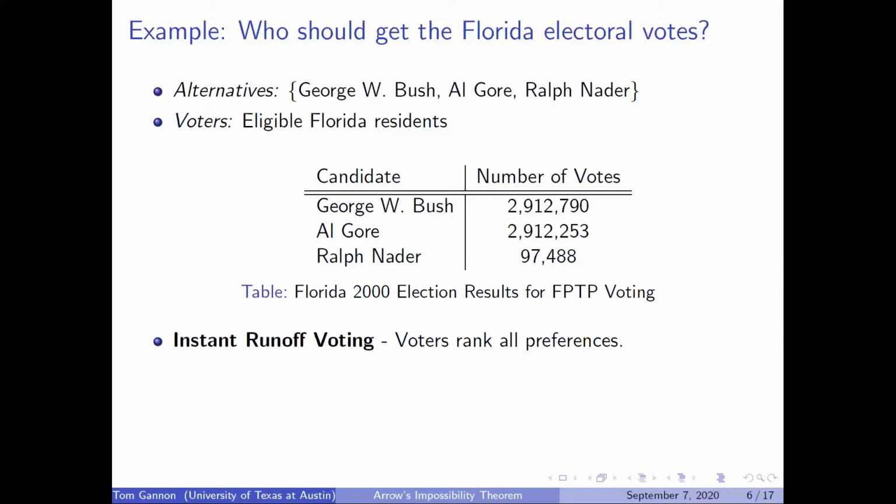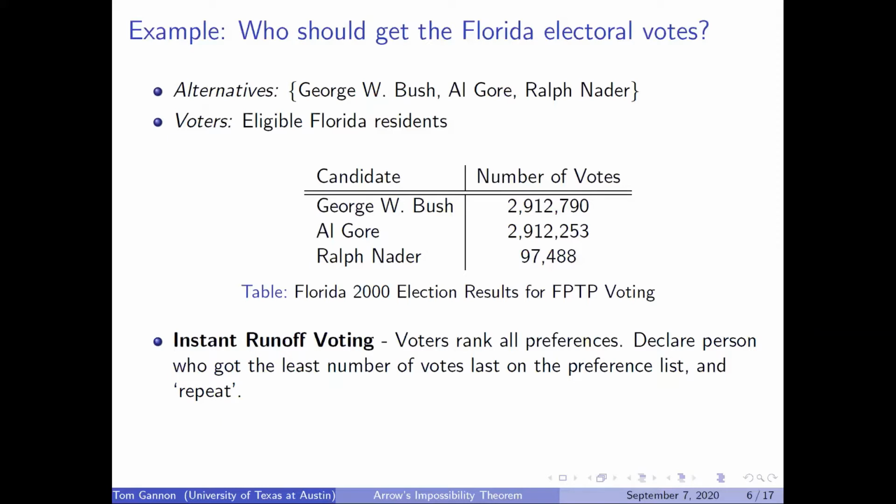And the way we do it is that we're going to declare, I'll say this slowly and put it on my slides, that the person who got the least number of votes is to be last on the societal preference list. And then on every single person's personal preference list, we'll erase the person who got last and just pretend and move everyone else up. And if there are more than 3 options, instant runoff voting is still valid. We can just repeat, right? We could just keep applying the same scheme.